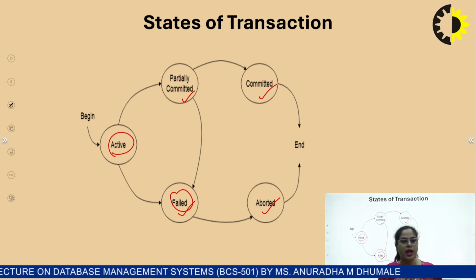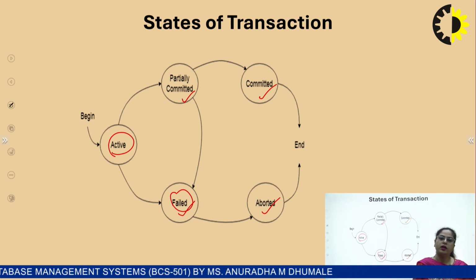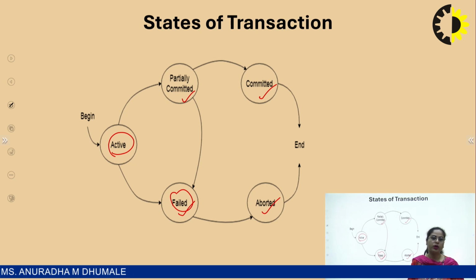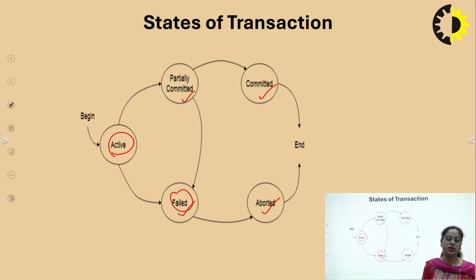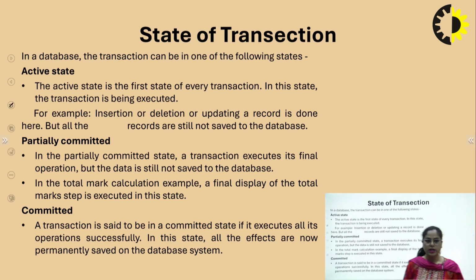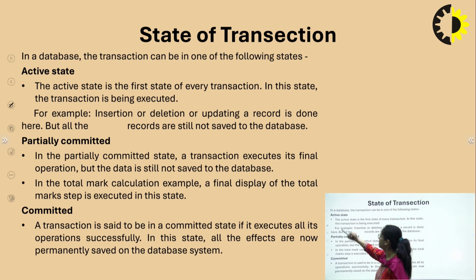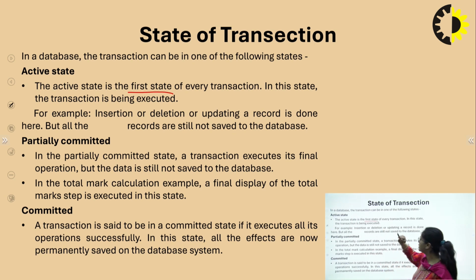Every transaction has some states. Nothing means no operations; no transaction can exist without holding states. Every transaction holds the properties and every transaction holds the states of the transactions. Initially, our transaction is in the active state. The active state is the first state of every transaction. Every transaction starts with the active state.